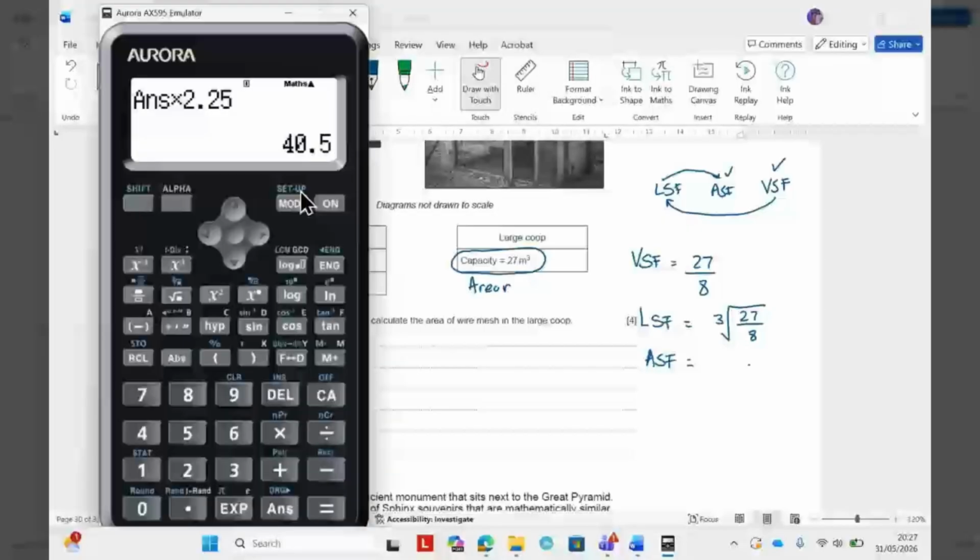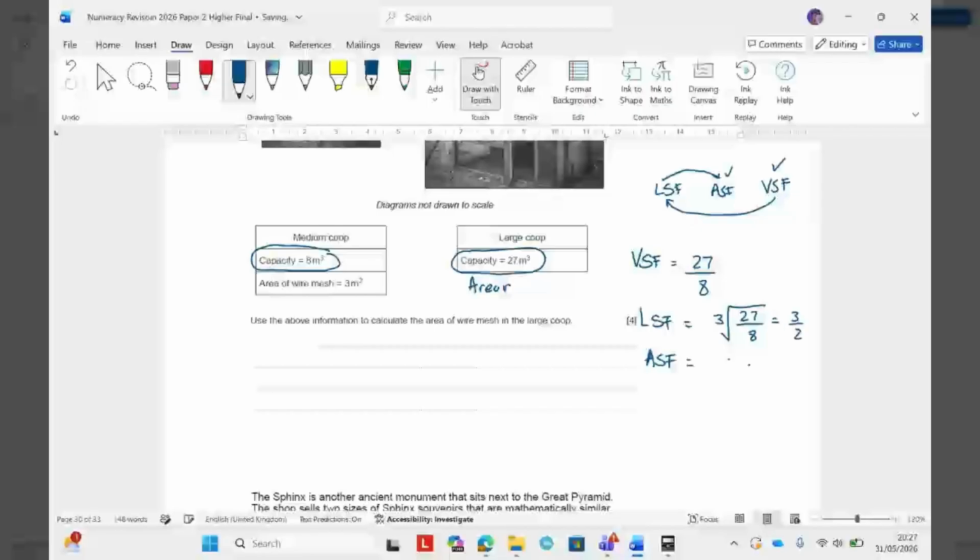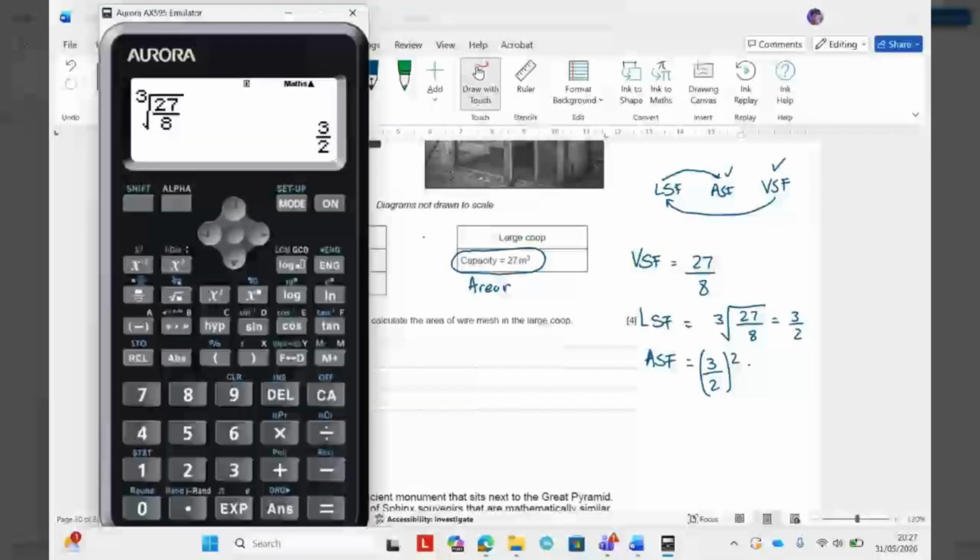Let's find cubed root again. I'm going to just put it in as a cubed root. I'm going to use the fraction. I'm just doing this 27 over 8. Okay, it's 3 over 2. I can actually write that, that's not a problem. And then the area scale factor is this squared. So I need to square that, which is 9 over 4.